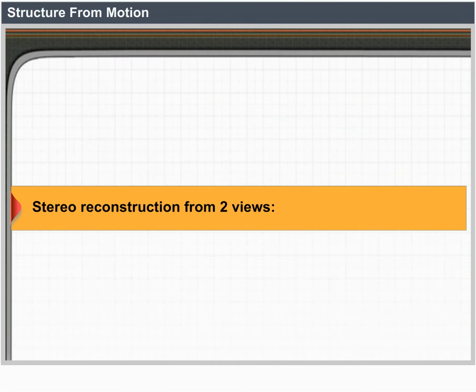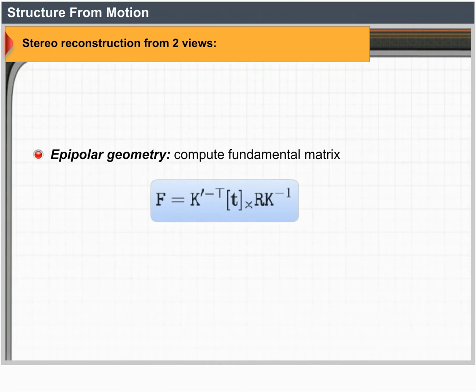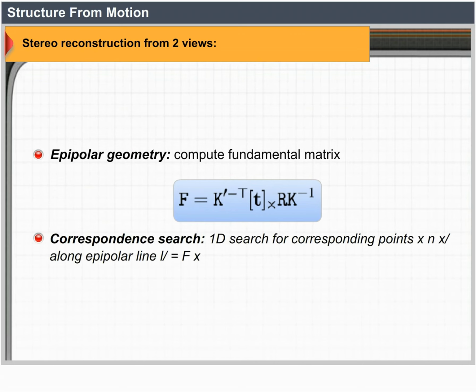Epipolar geometry. Compute the fundamental matrix from the equation F equals K dash to the power minus T, matrix Tx, R K to the power minus 1. Correspondence search. 1D search for corresponding points x dash along the epipolar line l dash equals Fx.